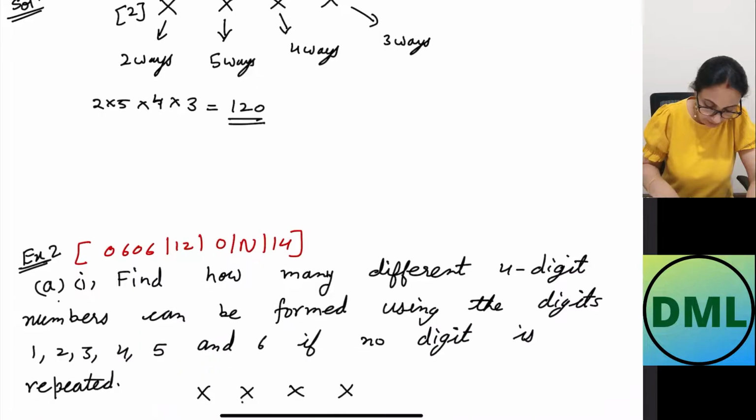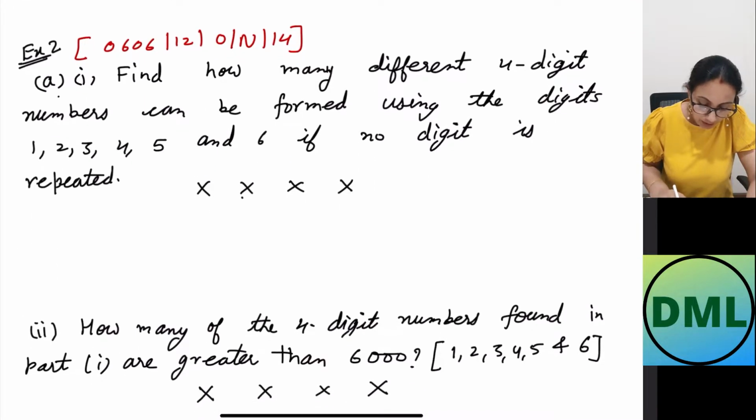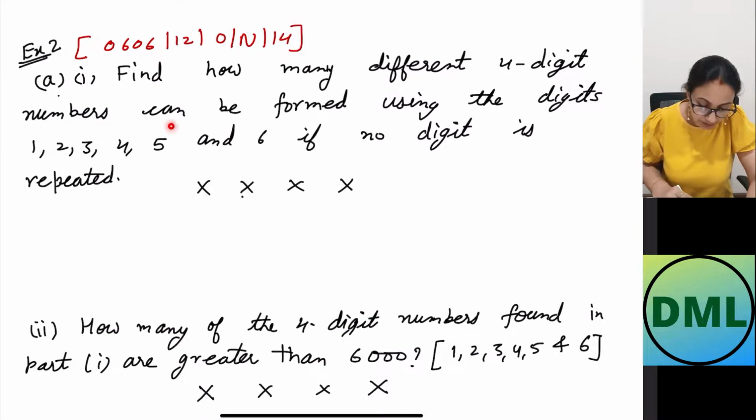Let's see one more example. How many different 4-digit numbers can be formed using the digits 1, 2, 3, 4, 5 and 6 if no digit is repeated? So we have 6 numbers available with us, but we are making a 4-digit number. So as you can see, I have made 4 crosses for you.